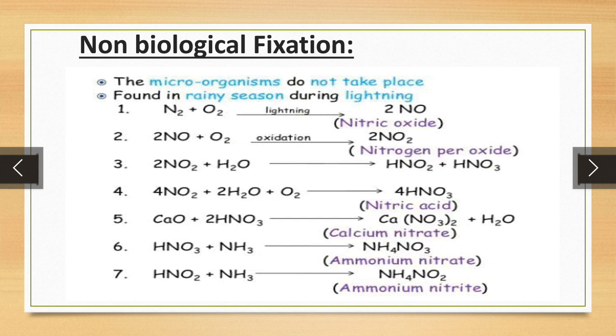Non-biological fixation. Microorganisms do not take part. It takes place in the rainy season during lightning. You can see here some equations showing how nitric oxide forms, how nitrogen peroxide forms, and how nitric acid, calcium nitrate, ammonium nitrate and ammonium nitrite are formed.